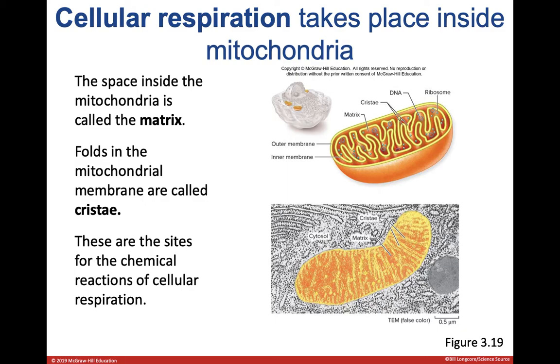You can see here that the space inside of the mitochondria is called the matrix. And inside the matrix is a really, really folded up membrane called cristae. This is where those cellular respiration reactions are going to occur, inside of the matrix and on the surfaces of the cristae. And this is where cellular respiration occurs.